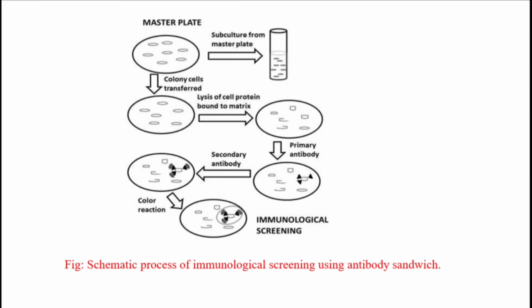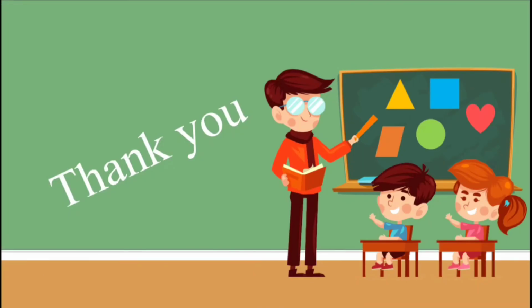Now this is a schematic representation of the master plate from which colonies are subcultured. Then colony cells are transferred, the cells are lysed, the cell protein is bound to the matrix, then the primary antibody is added. Then the secondary antibody is added, followed by the color reaction, and immunological screening is carried out.